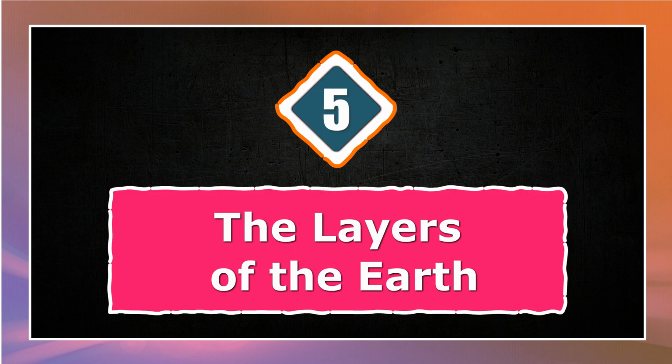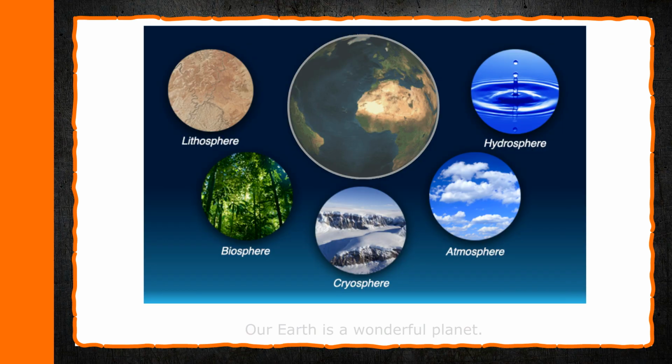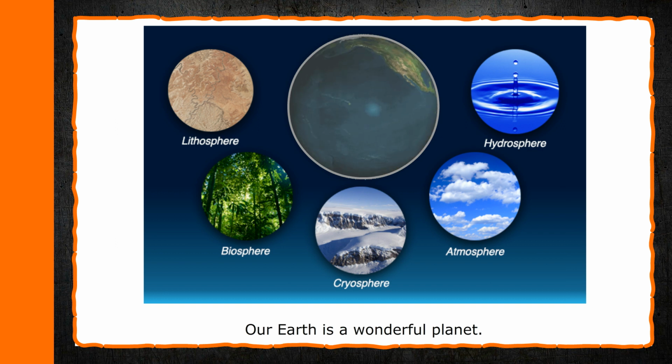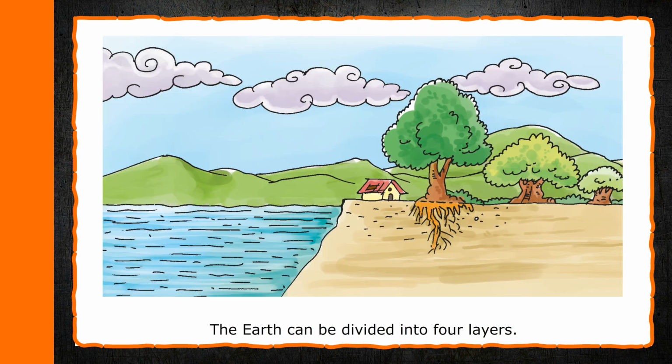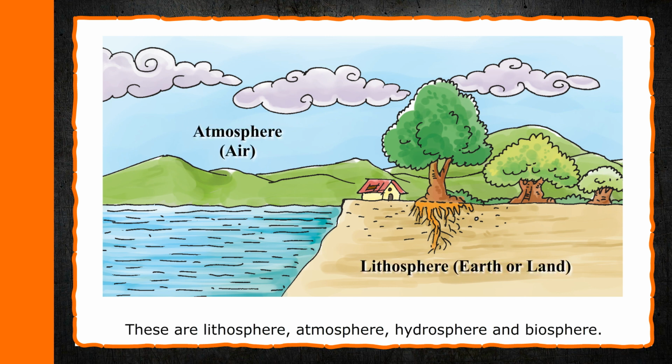Chapter 5. The Layers of the Earth. Our Earth is a wonderful planet. It provides for all our needs and supports life. The Earth can be divided into 4 layers. These are lithosphere, atmosphere, hydrosphere, and biosphere.